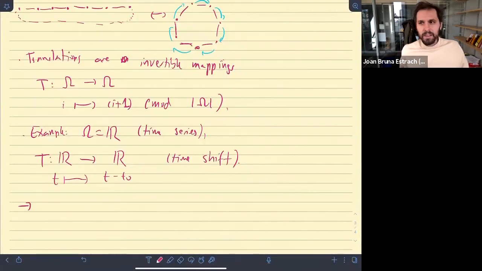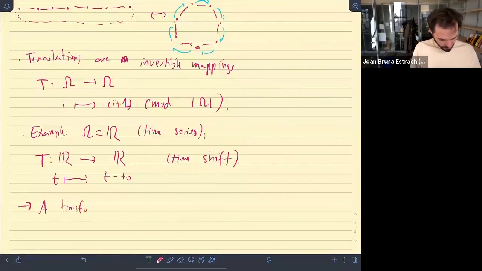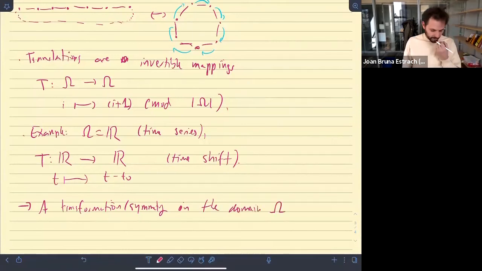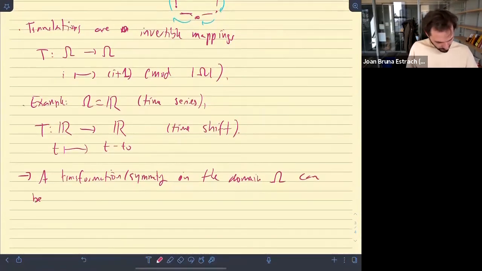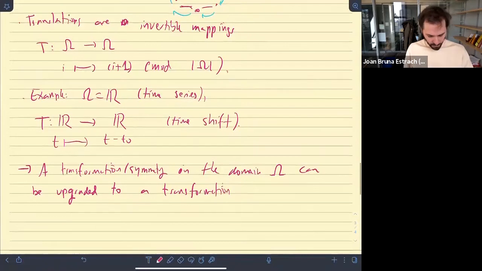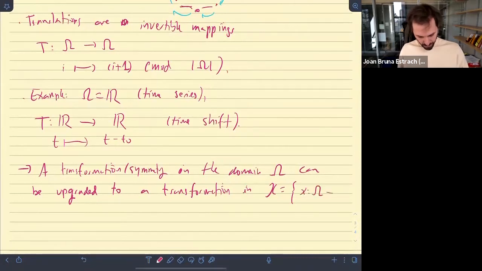And so once we have transformations of the grid, we can lift them, right? We can upgrade them to symmetries of the signals, right? So how to do that? Okay, so a transformation, a symmetry if you want, on omega can be, let's call it, upgraded to a transformation in X, right? Because there's a very natural link between the domain omega and the input space X, because the input space is just the X's that go from omega to R, right?